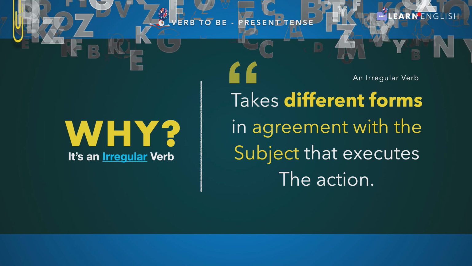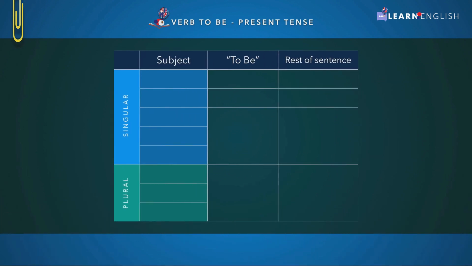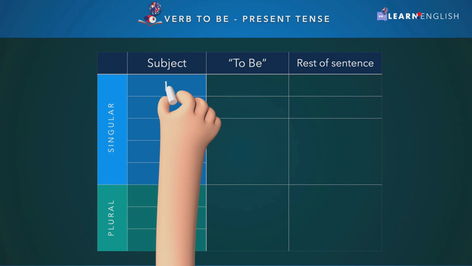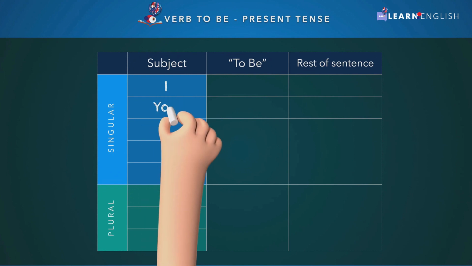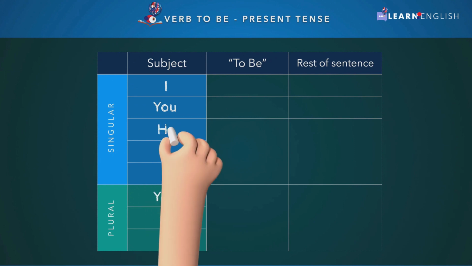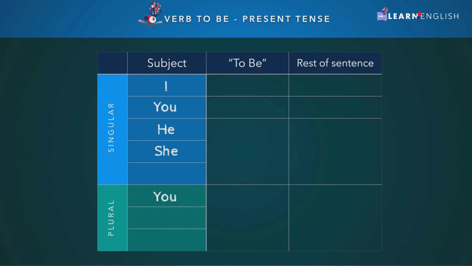To grasp this idea easily, let us create a table as follows. As previously taught in the first lesson, we have 7 personal pronouns in English, which we are going to write in the first column with the header of a subject. I for the first person, you for the second person, either singular or plural. He for a man or boy, she for a girl or woman, both for the third person, and it for things or animals. Then we and they for plural.